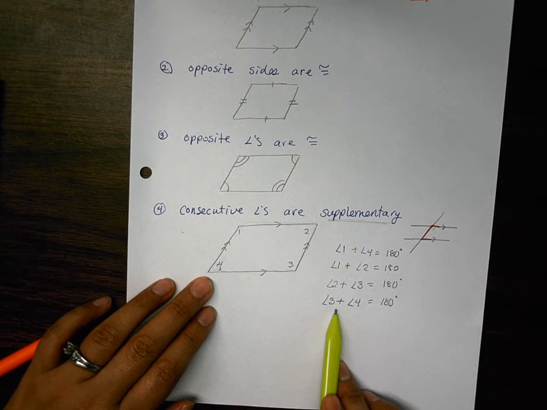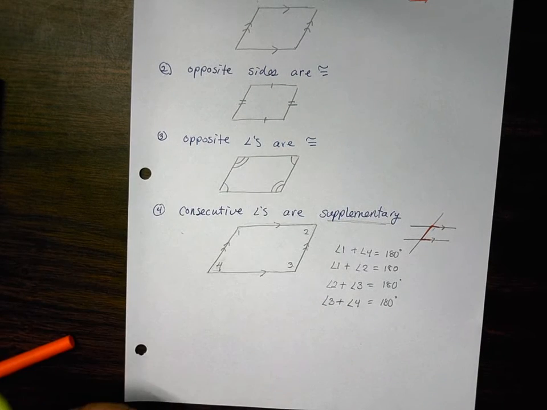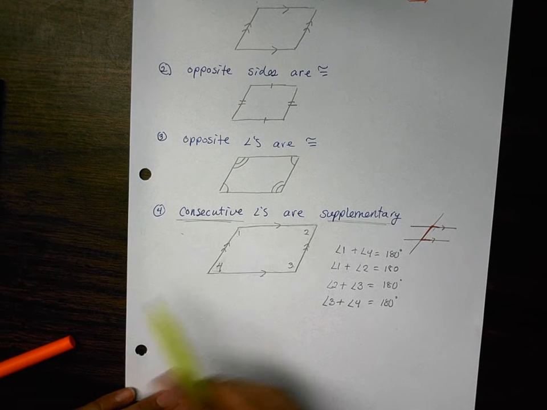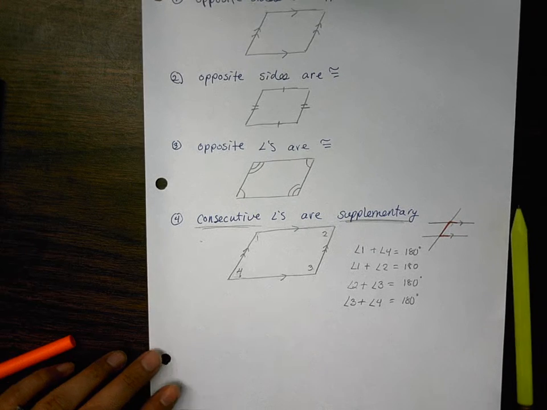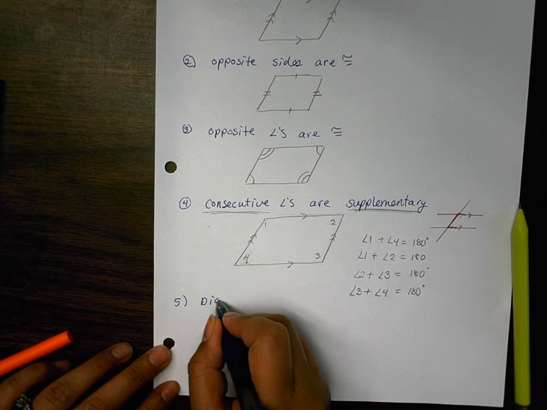All right, now I'm at the 4. 4 and 3 and 4 and 1. Do I have both of those already? 4 and 3 and 4 and 1. Are they already taken care of? All right, so there's multiple ways of looking at it. Consecutive angles are supplementary.